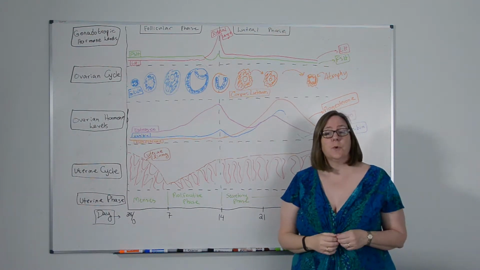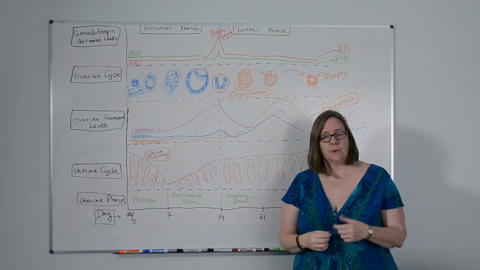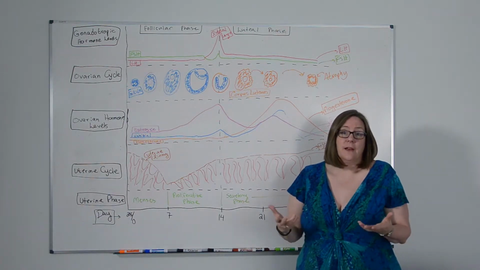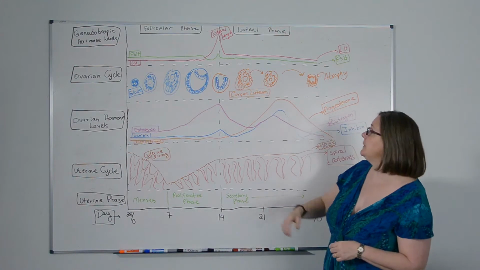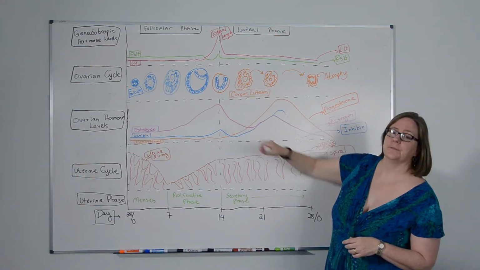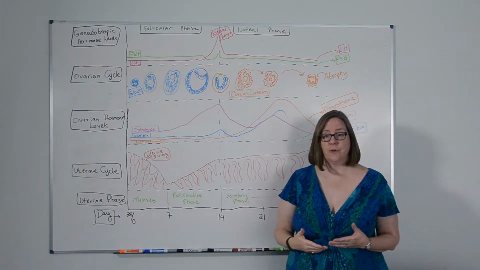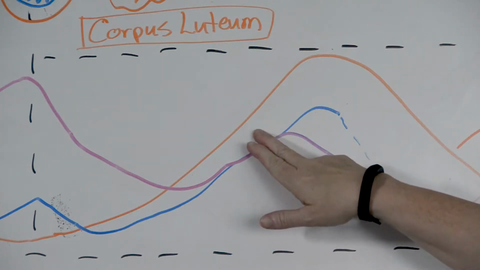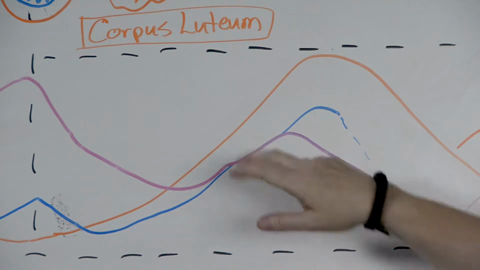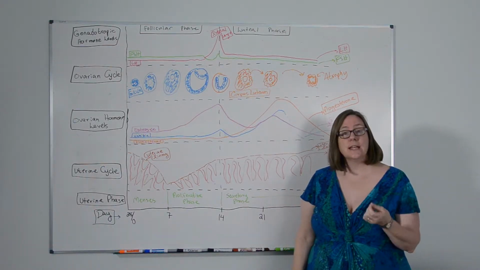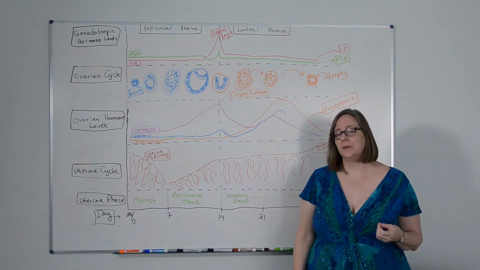Remember that the follicle was what caused estrogen to be released from the granulosa cells. But since it's not a follicle anymore, the amount of estrogen drops down significantly. We can see that here. Instead, the corpus luteum begins to produce progesterone. We can see that on the graph here in orange. Progesterone, the word actually means for gestation, and it's the essential hormone for the second half of the cycle.